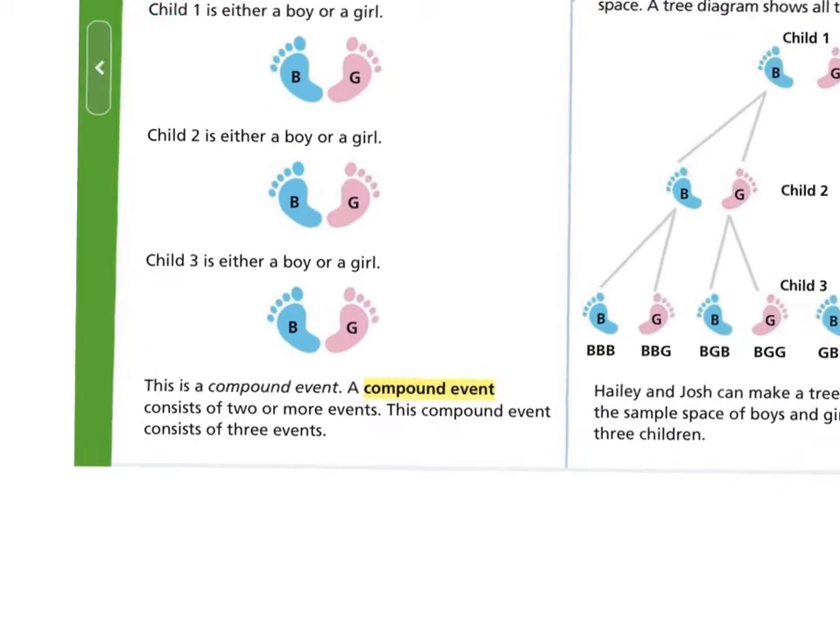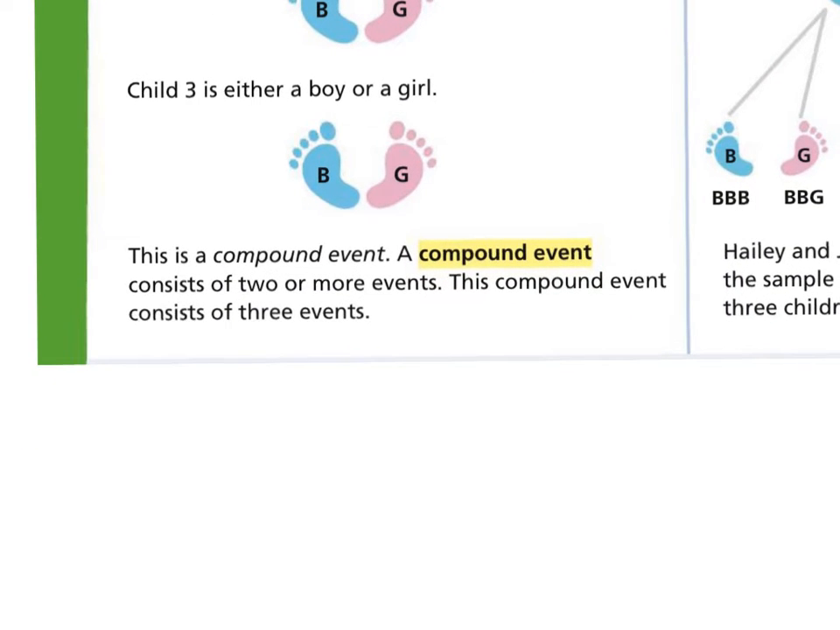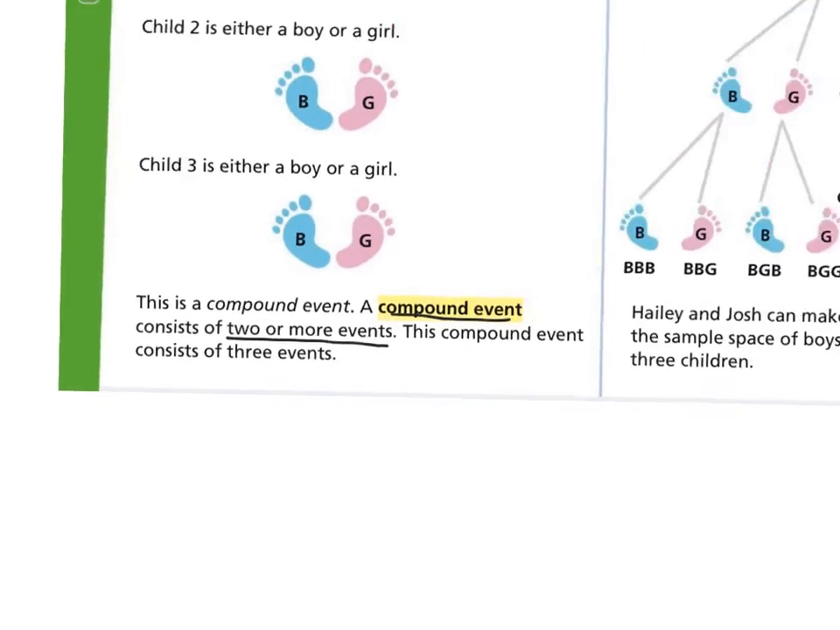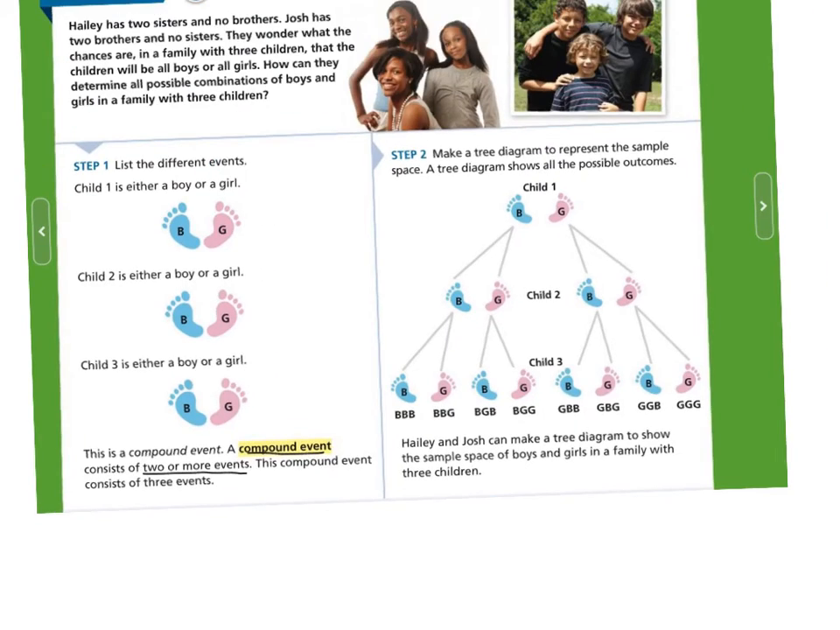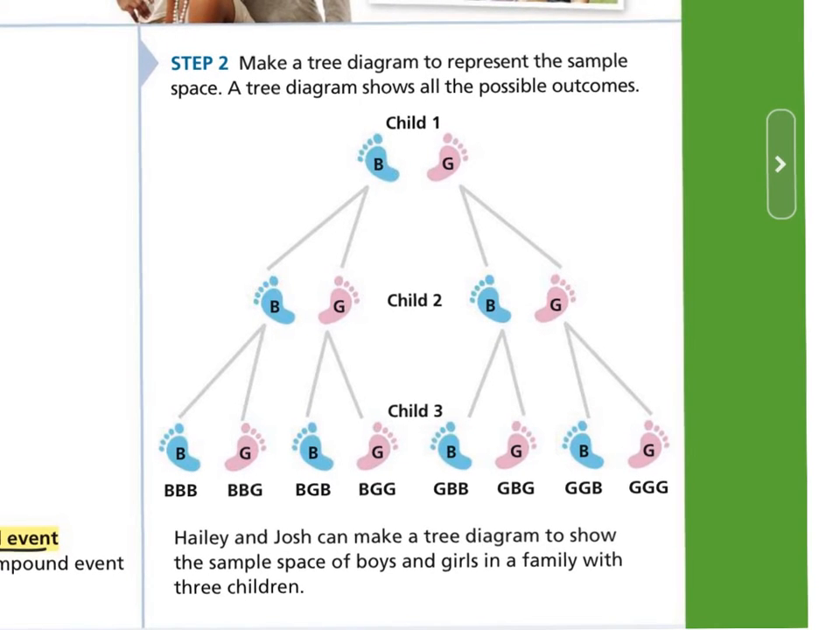And this is an example of a compound event, just like we had with the shirt and shorts. A compound event has 2 or more events. So with the shirt and shorts, that had 2 different events in it. This one actually has 3 events in it. As long as there's at least 2 events, it's called a compound event. So what they did over here is they made a tree diagram of the different options.